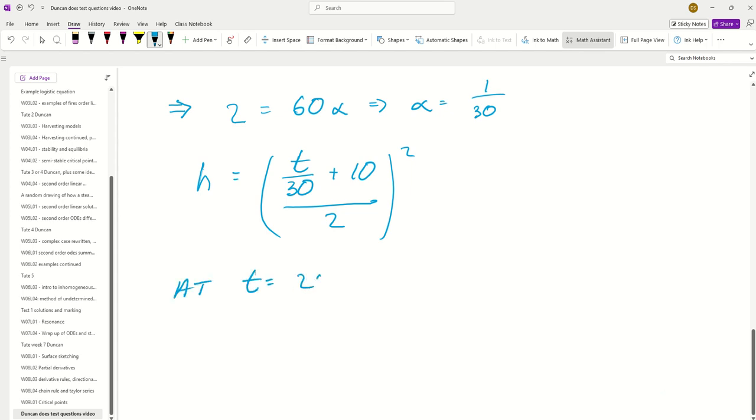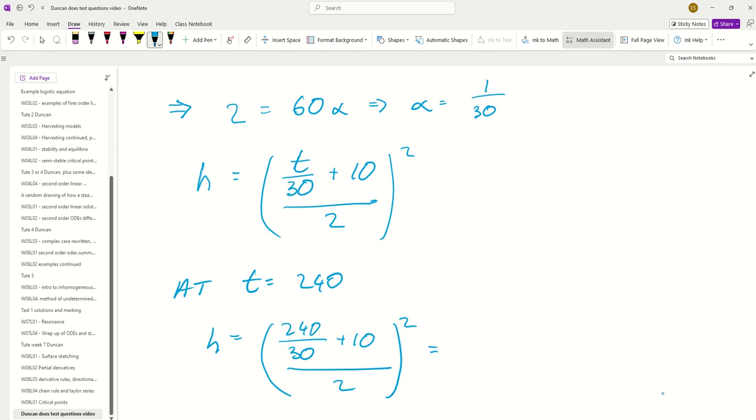t equals 240, h equals (240 over 30 plus 10) divided by 2, squared. That's going to be 8. So that's 8 plus 10 is 18. Divide by 2 is 9. 9 squared is 81 centimeters. Done.